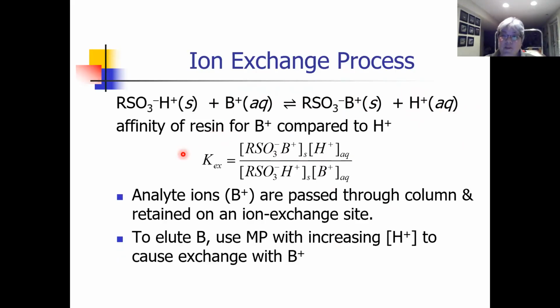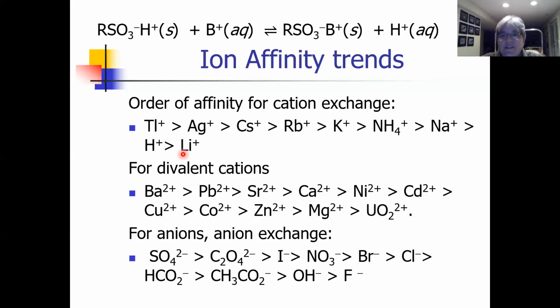All right, so that's how it would work with a single cation, but we actually want to separate, say, several cations. The reason this works is because different ions have different affinities for the column. Okay, now what that means is some ions like the column more than other ions. So notice that thallium really likes the column, whereas lithium not so much. So as I start increasing hydrogen ion, first the lithium comes off, then the hydrogen.